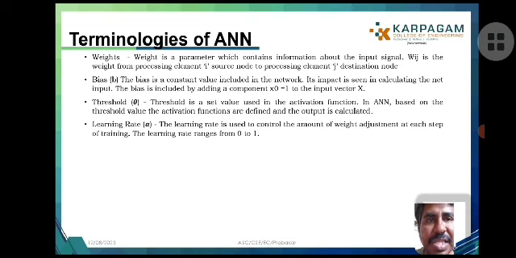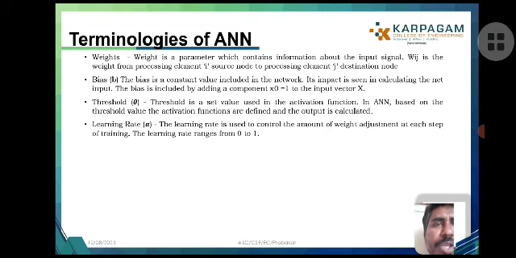The bias, denoted by b, is a constant value included in the network. It is seen in calculating the net input. The bias is included by adding a component to the input vector x. That is, a value will be added to the input vector x.